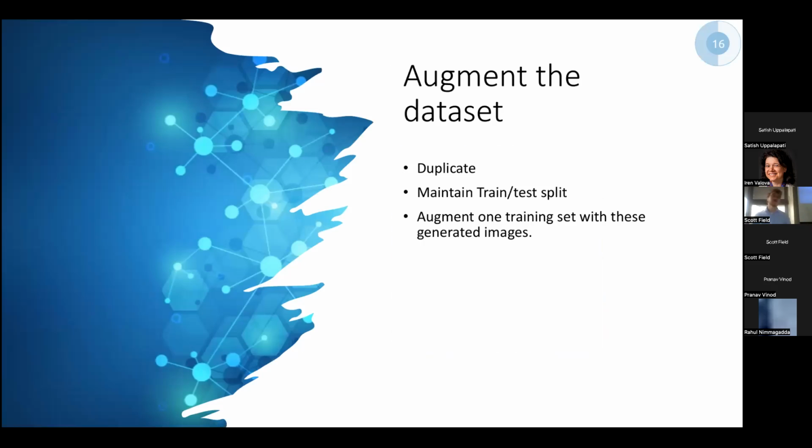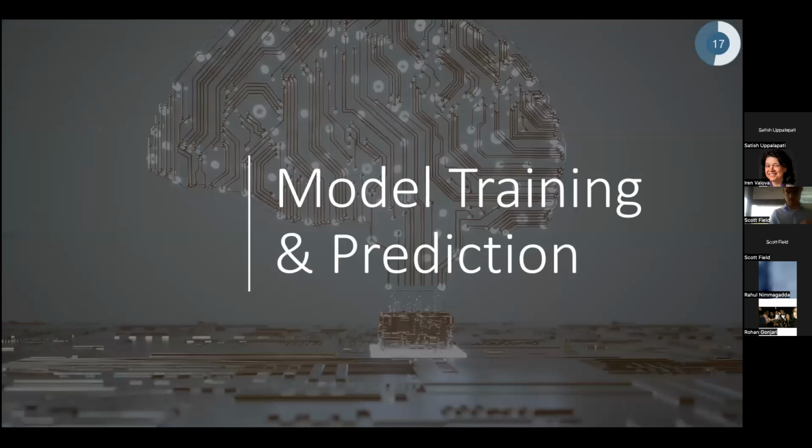So then now that we had these generated images, we could augment the data set, and we followed this process you see here. We want to duplicate our data set, maintain that train test split, then augment the training set of the base data set with those generated images so that we had two data sets. And now that we had two data sets, we could then move to the model training and prediction.